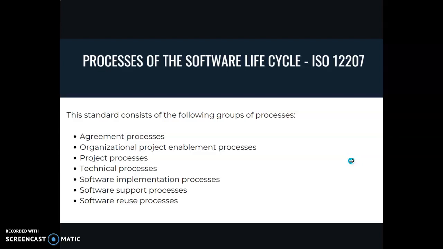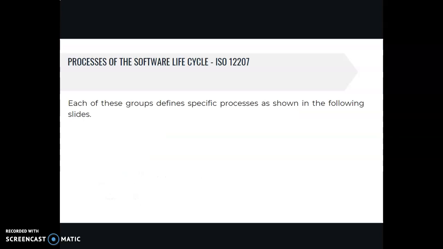Okay, processes of the software life cycle. This standard consists of the following groups of processes: agreement process, organizational project enabling process, project process, technical process, software implementation process, software support process, and software resource process. Each of these groups defines specific processes, as shown in the following slides.